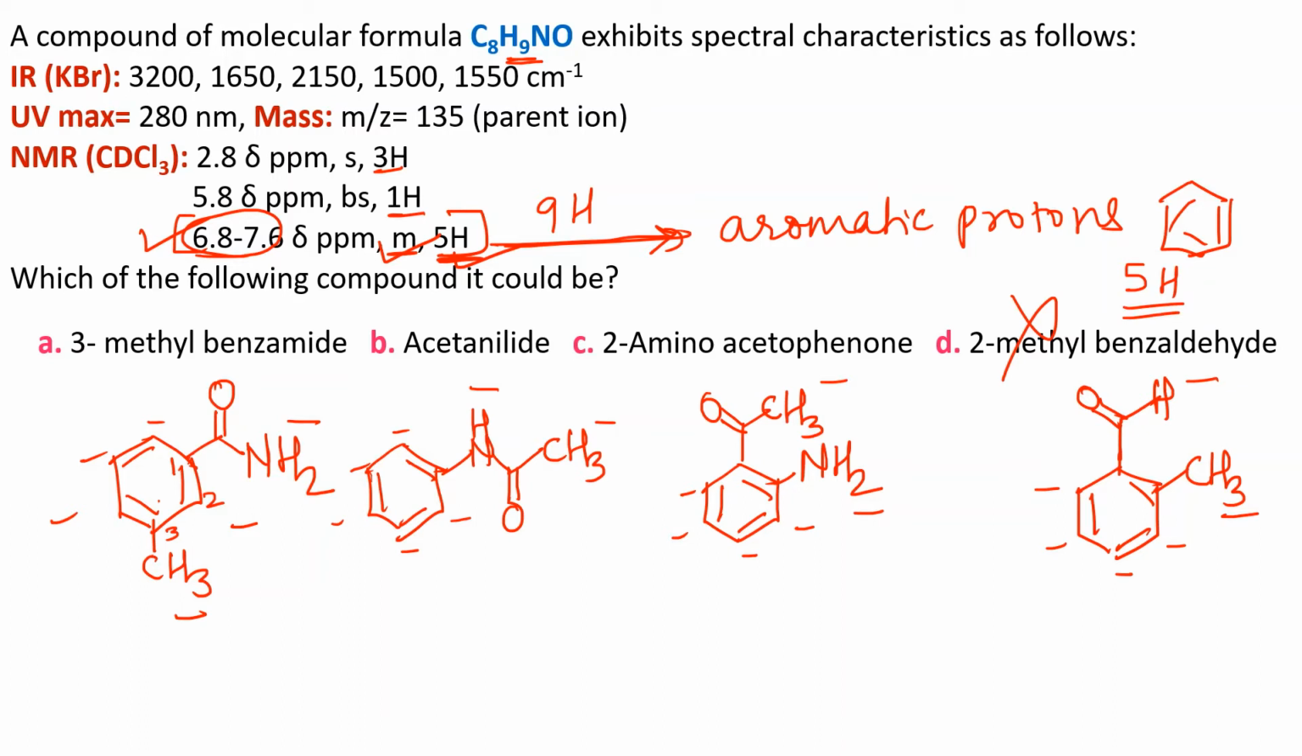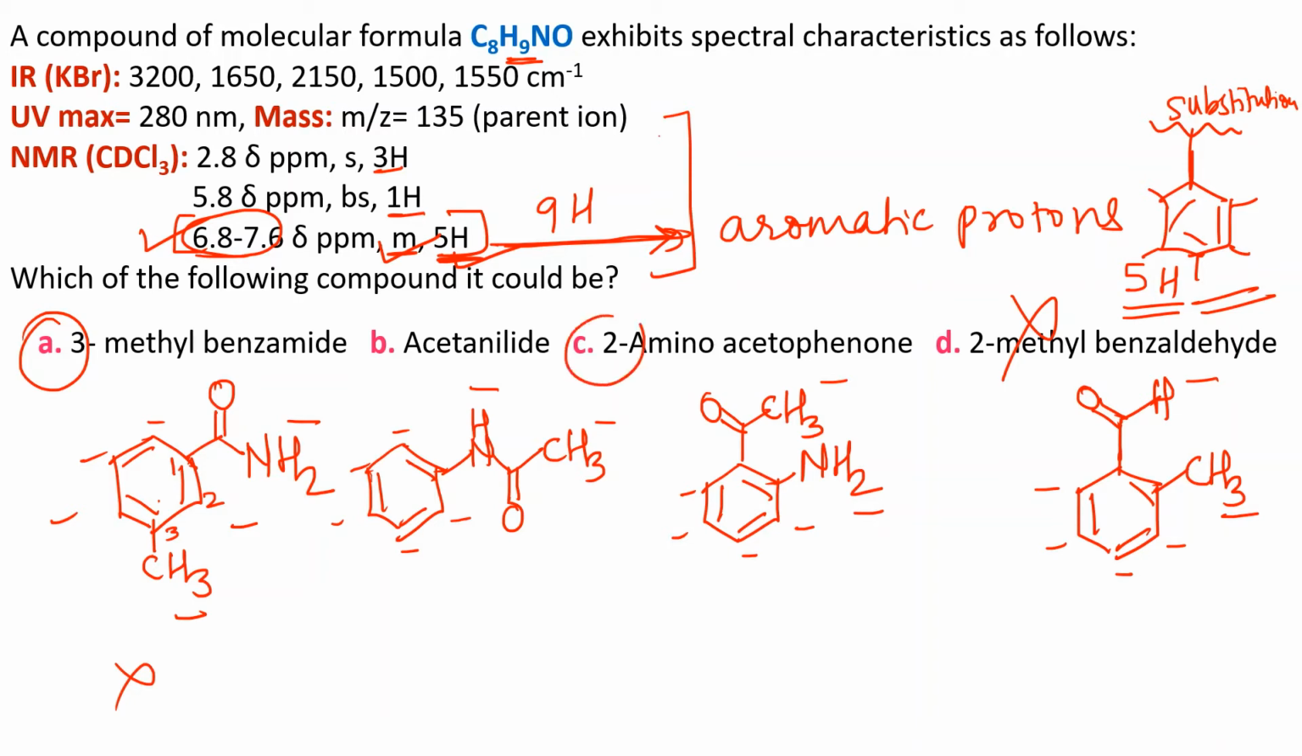5 hydrogens means they could be anywhere, 1, 2, 3, 4, 5. That means at this position there is some substitution, right? That means the structure which is justifying this data is mono substituted. So here look at option A, this is disubstituted, so this is gone from our choice now.